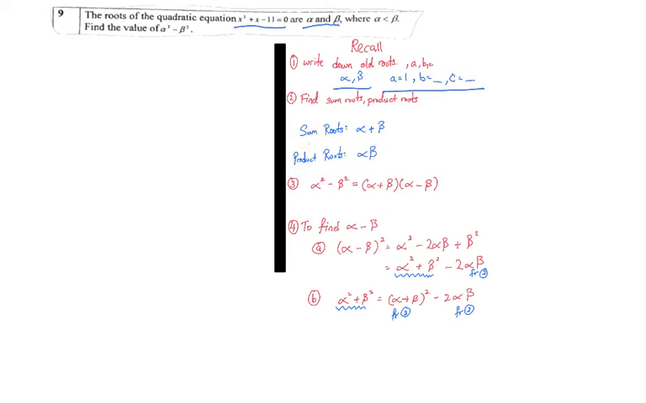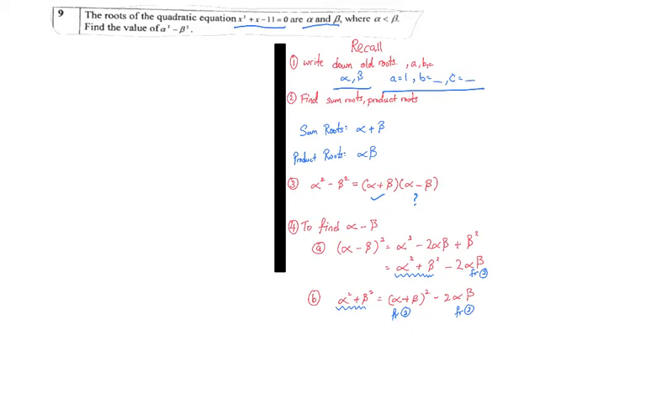Now, once you have written that, then you want to see, oh, what is this alpha square minus beta square? So you know that alpha square minus beta square is actually alpha plus beta times alpha minus beta. Now, to find alpha plus beta is easy because we know that this is actually your sum of roots. But how do I find alpha minus beta?